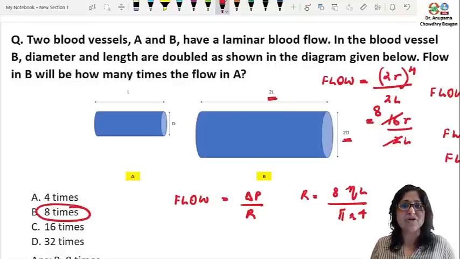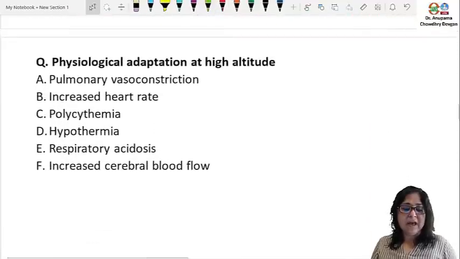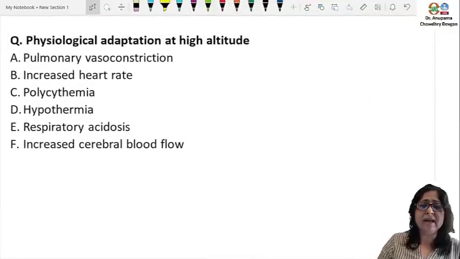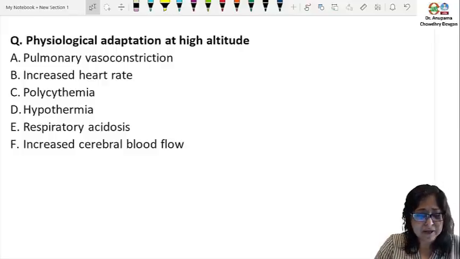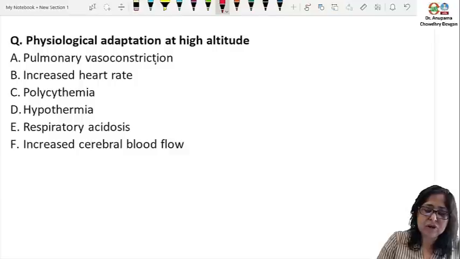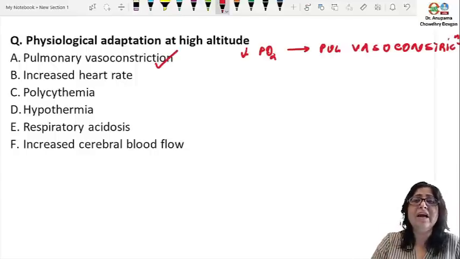This is also a question which we do very often in class. Physiological adaptation at high altitude. Again, this is something which is there in your AIIMS capsule. Physiological adaptation at high altitude, pulmonary vasoconstriction, definitely. Hypoxia will produce a pulmonary vasoconstriction. Hypoxia produces a dilation everywhere except in the lungs, where it produces a pulmonary vasoconstriction.